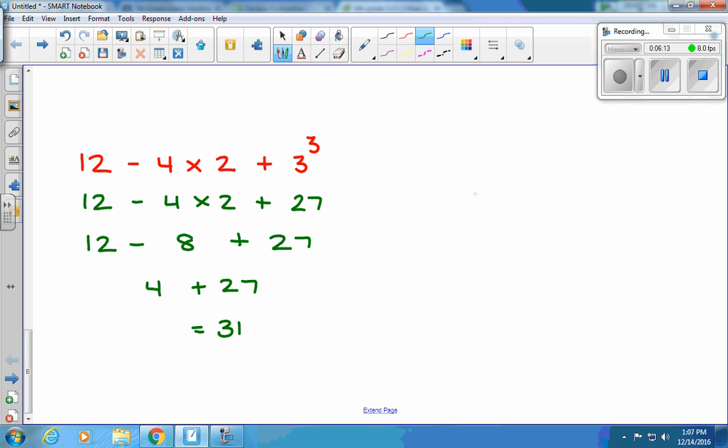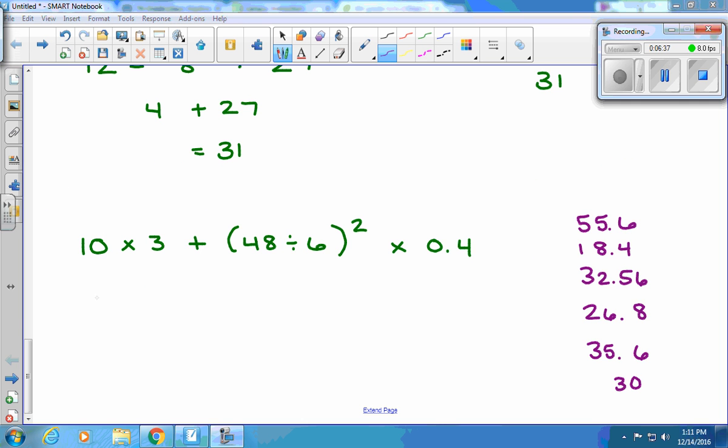So if I was doing this problem right here, I would do 12 minus 8, because I do 4 times 2. And I might just say plus 27 right there, and then go 4 plus 27. I saved myself a step, but you have to make sure that you're being careful. This is the most accurate, because then you know you won't make a mistake, or you're actually doing what they're telling you.